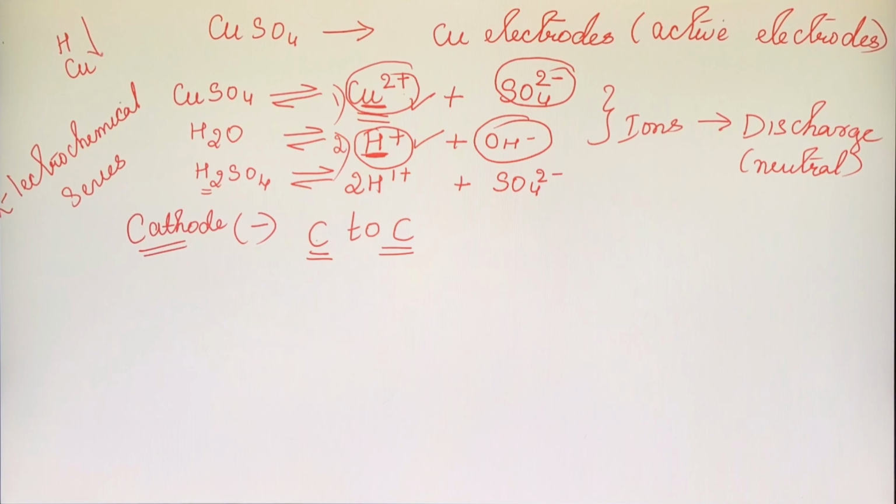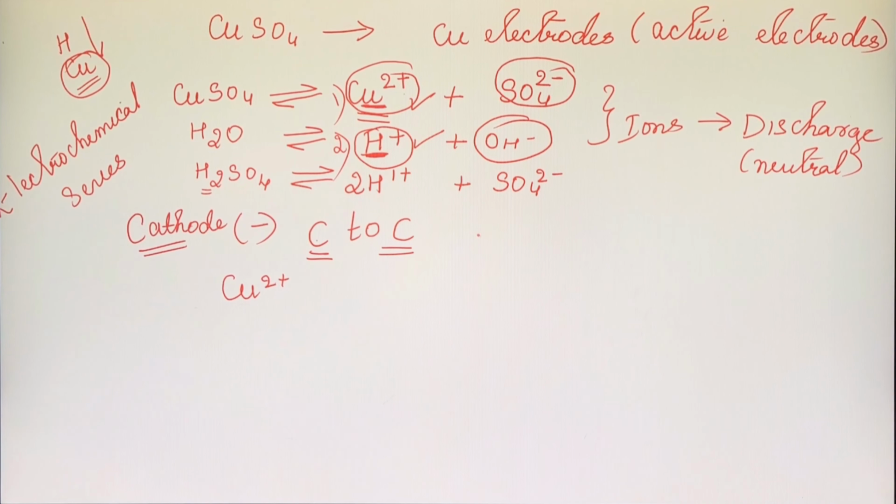And we know that the lower the position of the cation, the quicker is the discharge. Am I clear? So the lower the position of the cation in the electrochemical series, the more quickly will be the discharge. So amongst hydrogen and copper, which one do you think will get discharged first? Yes, it will be the copper cation. So Cu2+ wins here. Why? Just because it is placed lower in the electrochemical series.